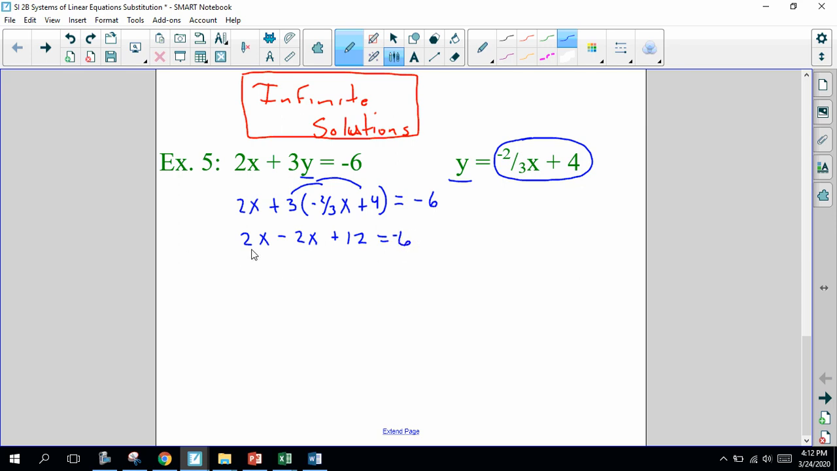And as I look at this, I've got like terms to combine again. And much like the last one, these two guys would combine together to give me a 0x, which we don't need to write. It just cancels out. And I end up with, on this side, 12 equal to -6. And when I look at that, that doesn't look quite right. I have got a false statement. Because obviously 12 is not equal to a -6. And if we have a false statement, this is the case where you've got lines that are parallel. This is a no solution.